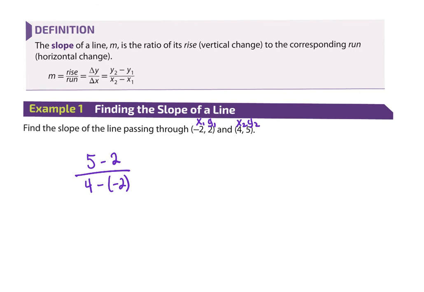Biggest problem that we have with slope are positives and negatives. 5 minus 2 is simple. That is a 3. 4 minus a negative 2. Don't forget, minus a negative is plus a positive, so that is 6. My slope is 1/2.